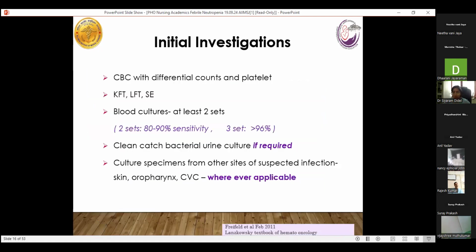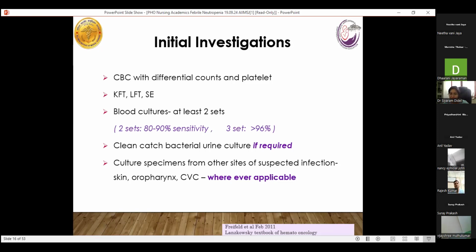So now the child has already presented to the emergency. We have diagnosed that the child has febrile neutropenia. What all first line investigations should we send? A CBC, complete blood count, should be sent, which includes differential counts and platelets. Patient's KFT, LFT, and serum electrolytes are important.